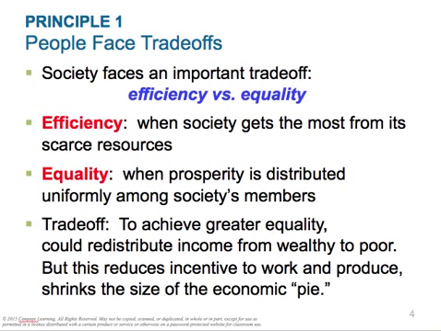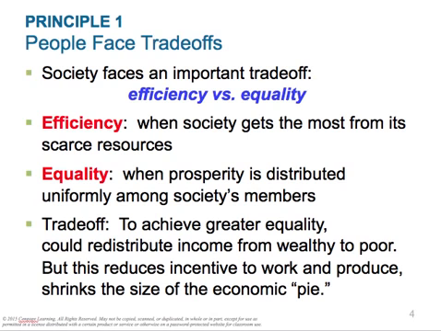Society faces an important trade-off: efficiency versus equality. Efficiency in terms of economics is when society gets the most from its scarce resources. You're basically maximizing your output given your inputs. Equality is when prosperity is distributed uniformly among society's members. Now, there's a trade-off between these two.